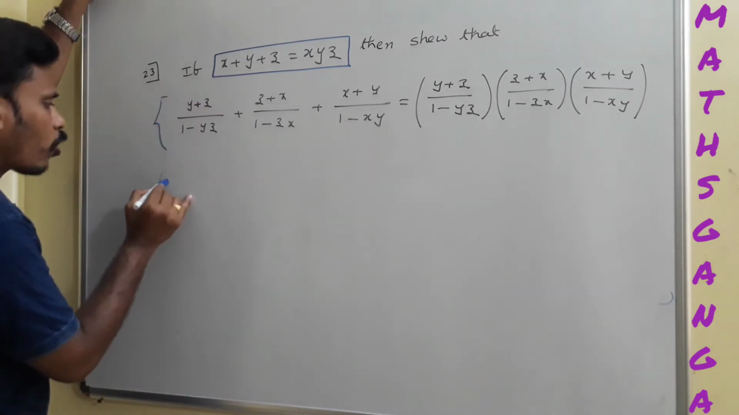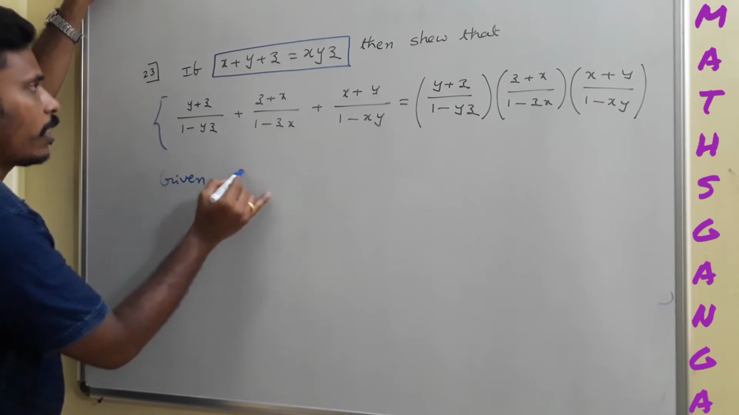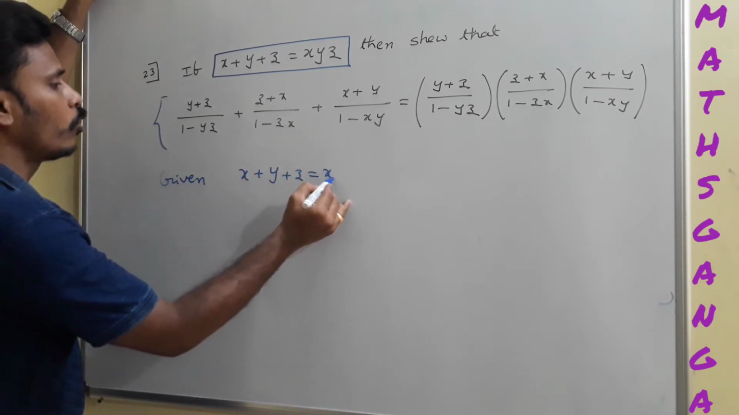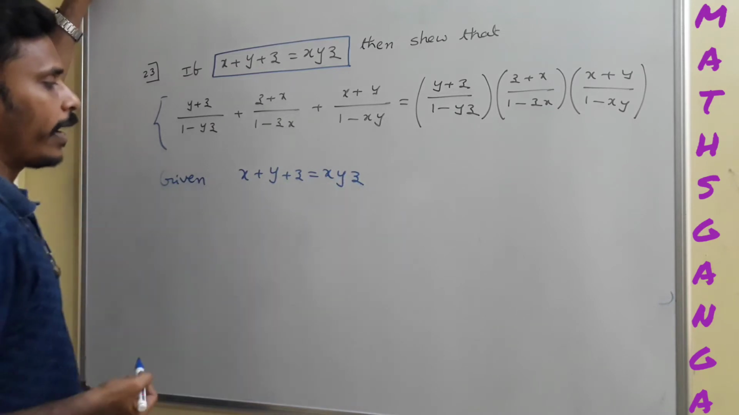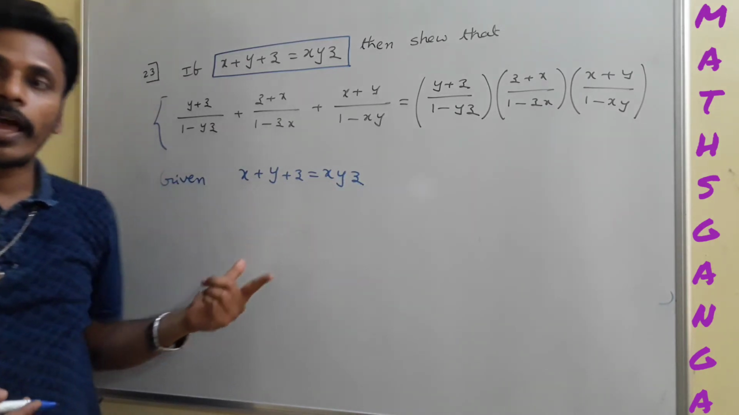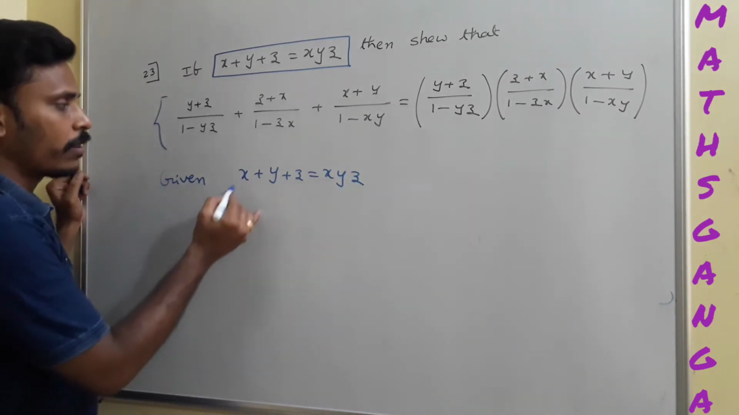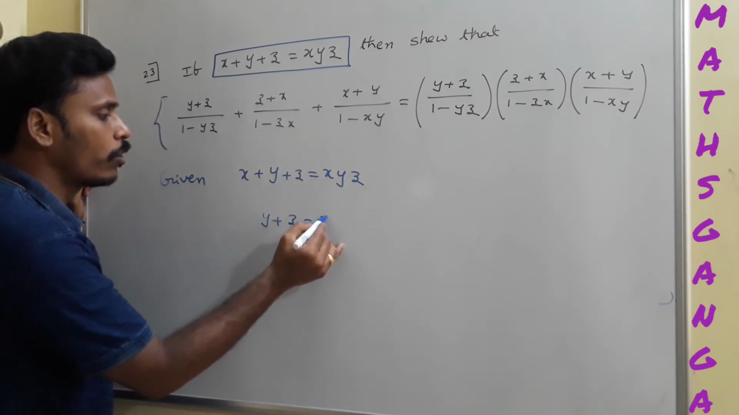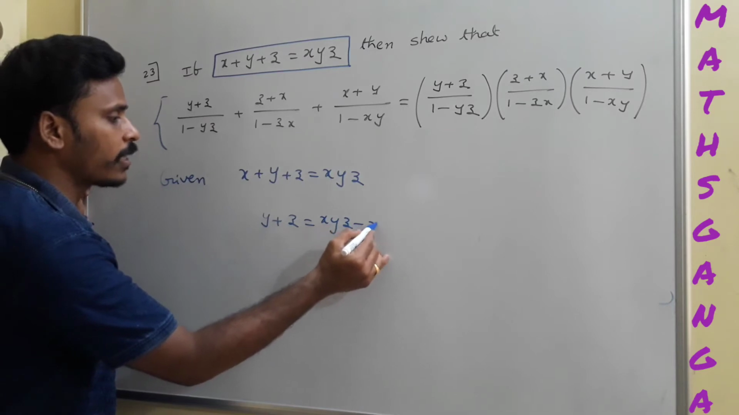So first of all I will start with the given relation, and that is x plus y plus z is equal to xyz, right? And from there, first of all I need to make x the subject. That's why send x this side. So y plus z is equal to xyz minus x.